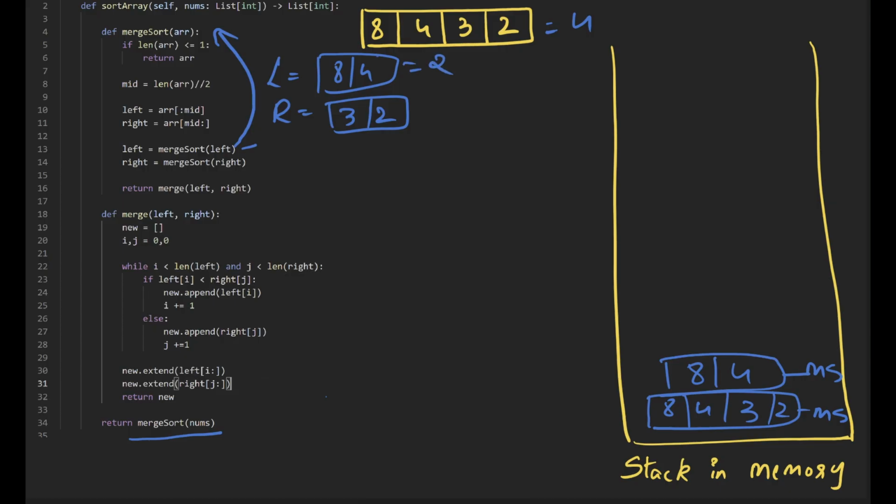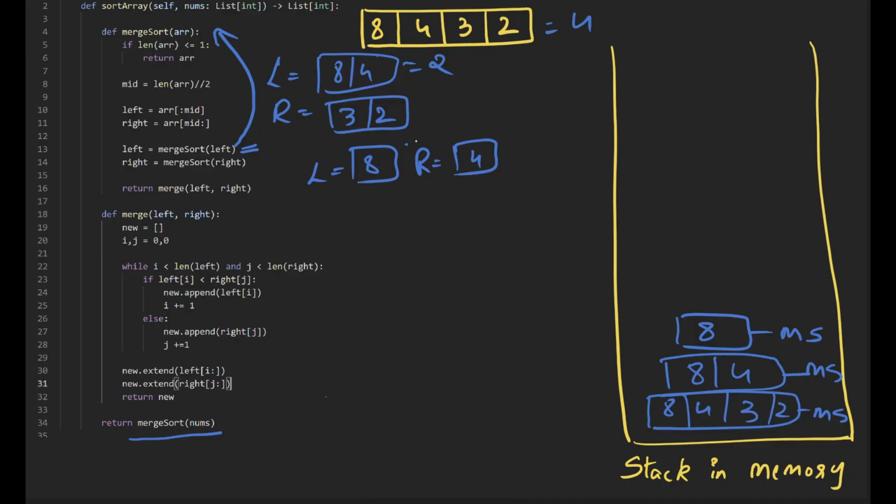The length of this is 2, so we will not go to the less than or equal to 1 case. We calculate the mid again, and we calculate the left and right. Here left will become 8 and right will become 4. So again we come to line number 13. Again we are calling merge sort for left. So left is 8 and we call merge sort on 8.